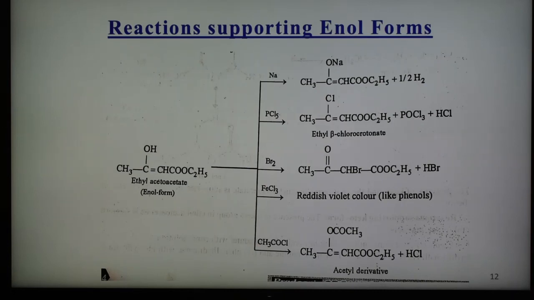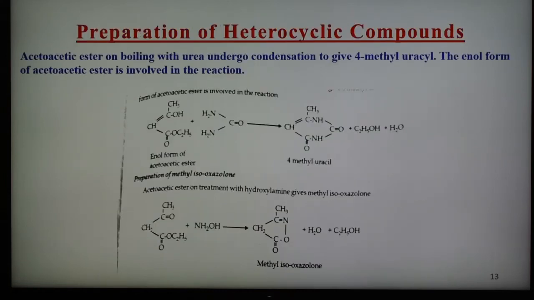Both the keto form and the enol form are supported by these reactions. And lastly is the preparation of heterocyclic compounds. In the case of heterocyclic compounds, there are two reactions. Acetoacetic ester on boiling with urea undergoes condensation to give 4-methyl uracil, as shown here. The enol form is involved in the reaction.